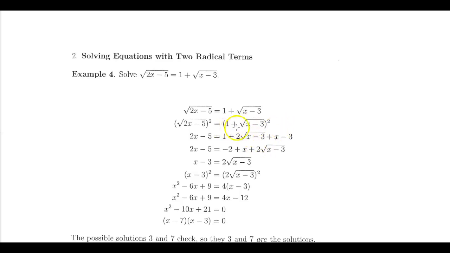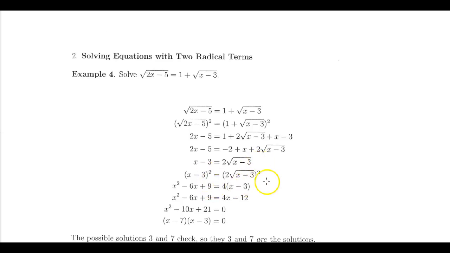And when we square the right-hand side, we have to make sure that we use the square of a binomial. So we can square the first term, take 2 times the product of the terms, and then square the last term. And then we want to simplify on the right and then isolate the radical on the right. So when we add 2 to both sides and subtract x from both sides, we have x minus 3 on the left equal to 2 times the square root of x minus 3.